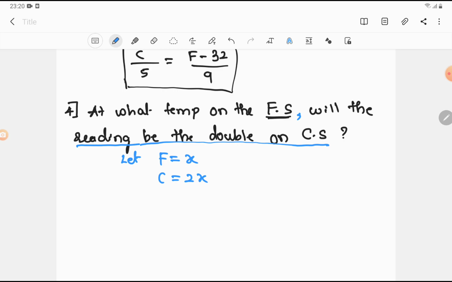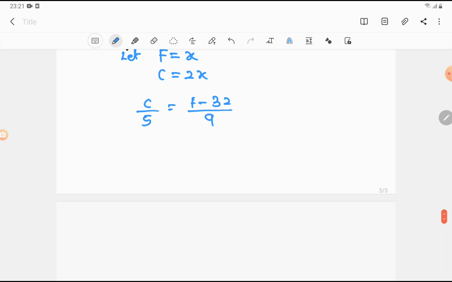The relation you already know: C by 5 is equal to F minus 32 by 9. So your C is 2x by 5, which is equal to x minus 32 by 9.